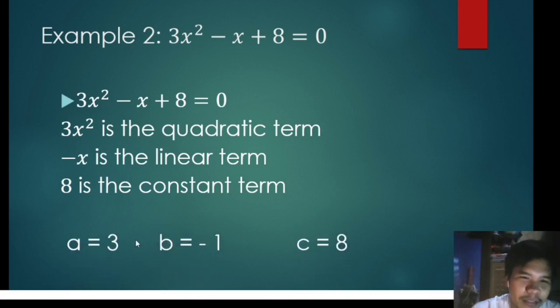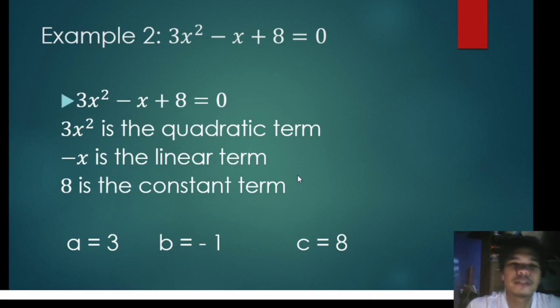So the value of a is positive 3, since the numerical coefficient of the quadratic term is positive 3. The value of b is negative 1, since the numerical coefficient of the linear term is negative 1. If the numerical coefficient is not written here, it is understood that the numerical coefficient is 1. And since the sign of this term is negative, it is understood that the value of b is equal to negative 1. And finally, the value of c is 8, since the value of the constant term is positive 8.